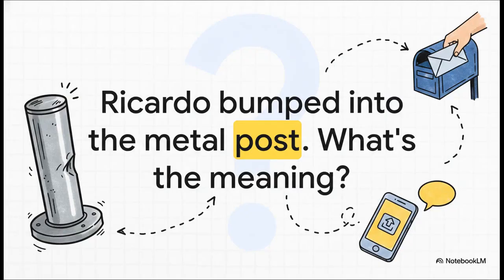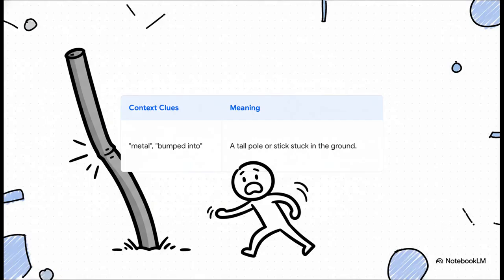Let's try another one. Ricardo bumped into the metal post on the sidewalk. The word is post. Now, I can post a letter, or I can post something online. But did Ricardo bump into an online message on the sidewalk? What are the clues telling you? The key clues here are metal and bumped into. You can't really bump into a social media update, but you can definitely 100% bump into a tall metal pole. See? The clues make the meaning totally unmistakable.